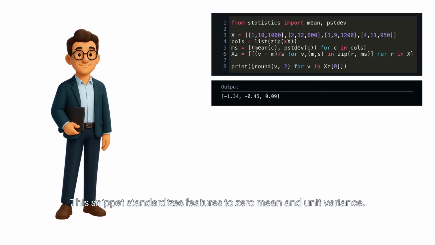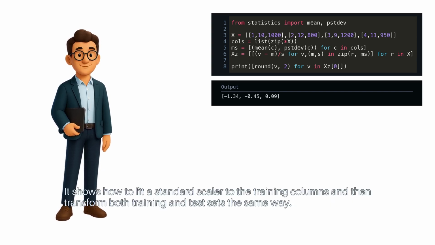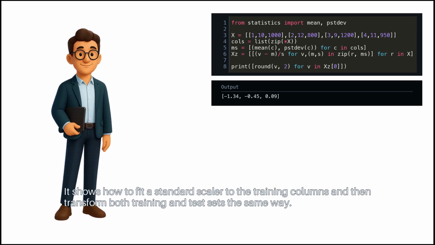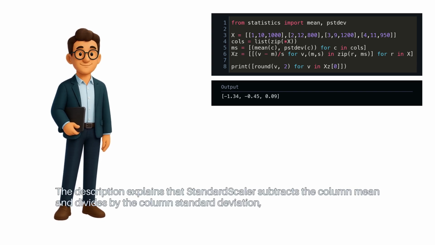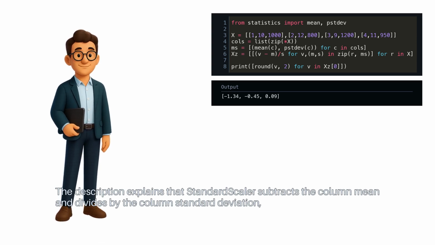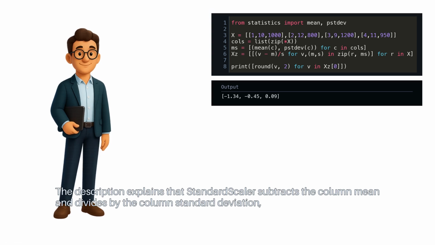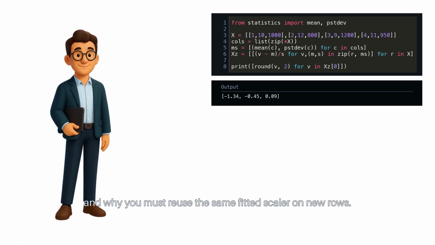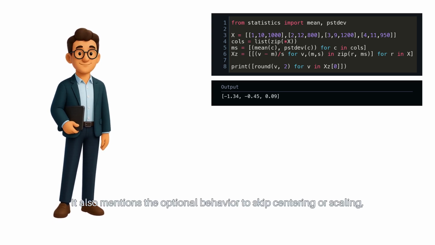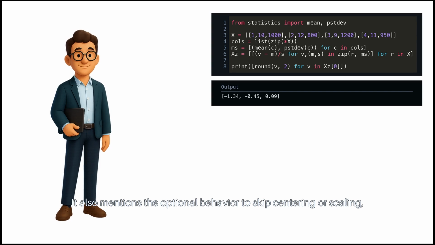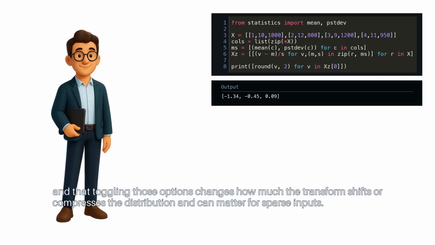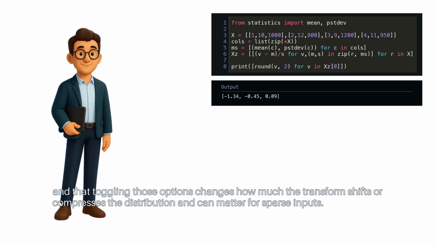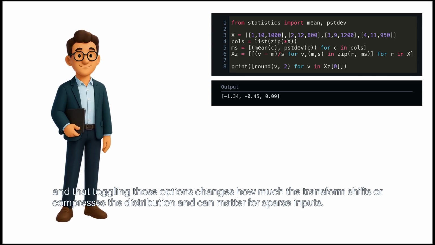This snippet standardizes features to 0 mean and unit variance. It shows how to fit a standard scaler to the training columns and then transform both training and test sets the same way. The description explains that standard scaler subtracts the column mean and divides by the column standard deviation, and why you must reuse the same fitted scaler on new rows. It also mentions the optional behavior to skip centering or scaling, and that toggling those options changes how much the transform shifts or compresses the distribution, and can matter for sparse inputs.